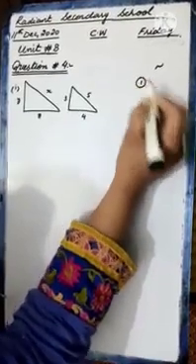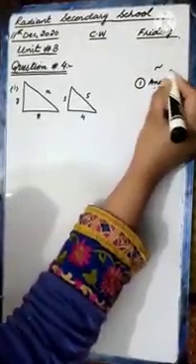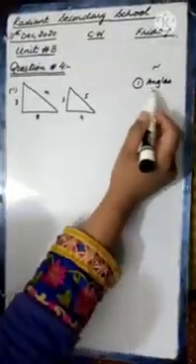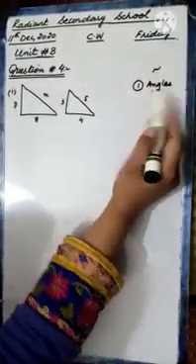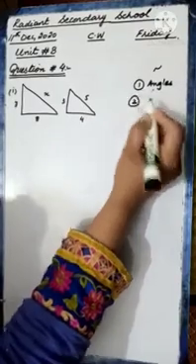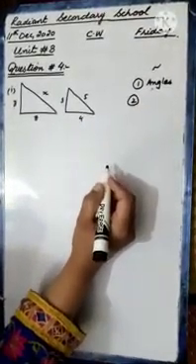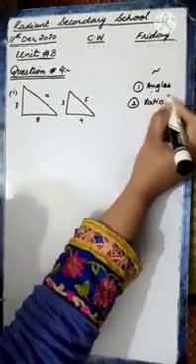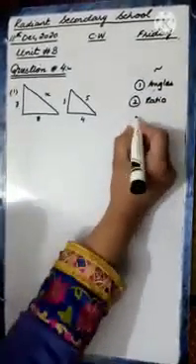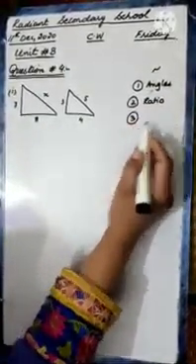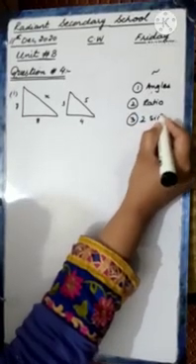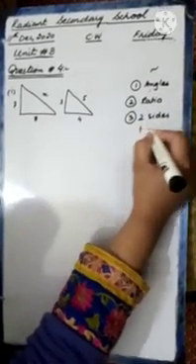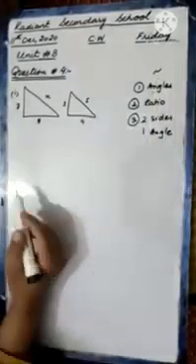Property number 1 was, if all the corresponding angles are equal in any two figures, then you can say that the figures are similar. Property number 2 was, if the ratio of their corresponding sides is equal, then you can say that the figures are similar. The third property was, if the ratio of two sides of different figures and one angle is equal, then you can say that the figures are similar.